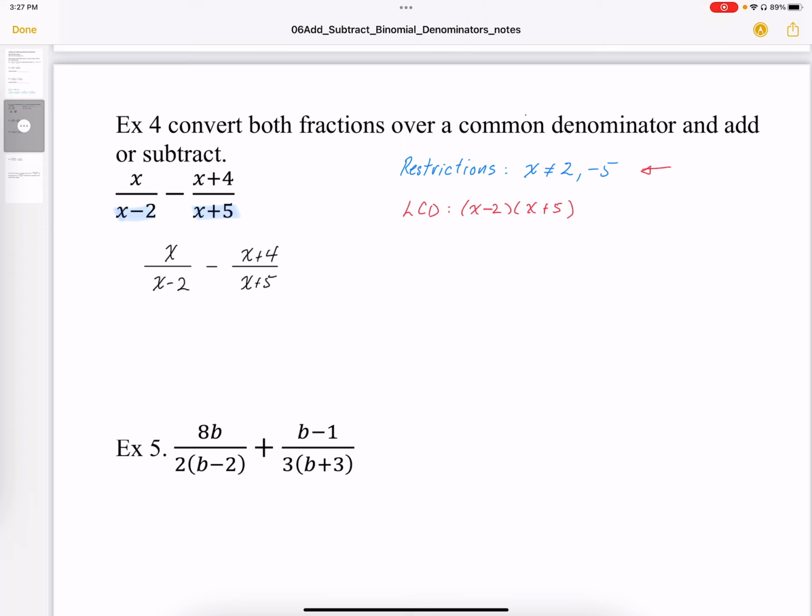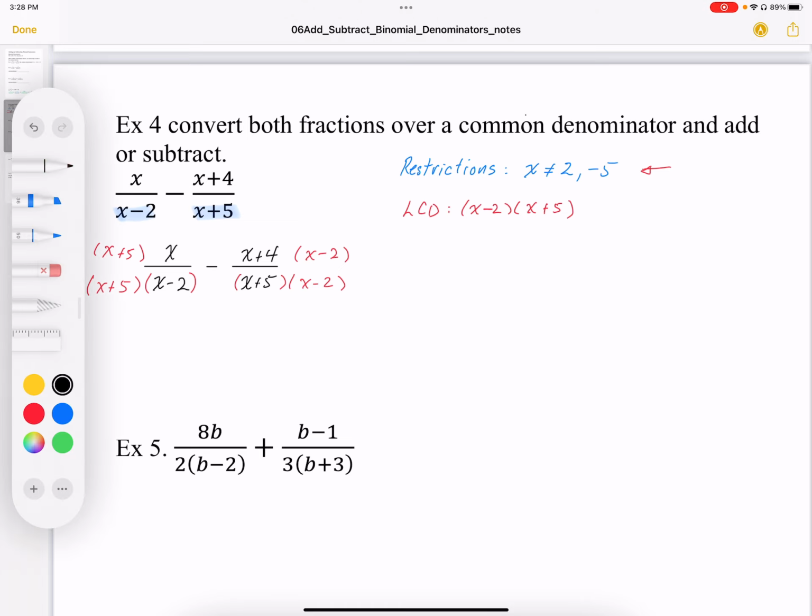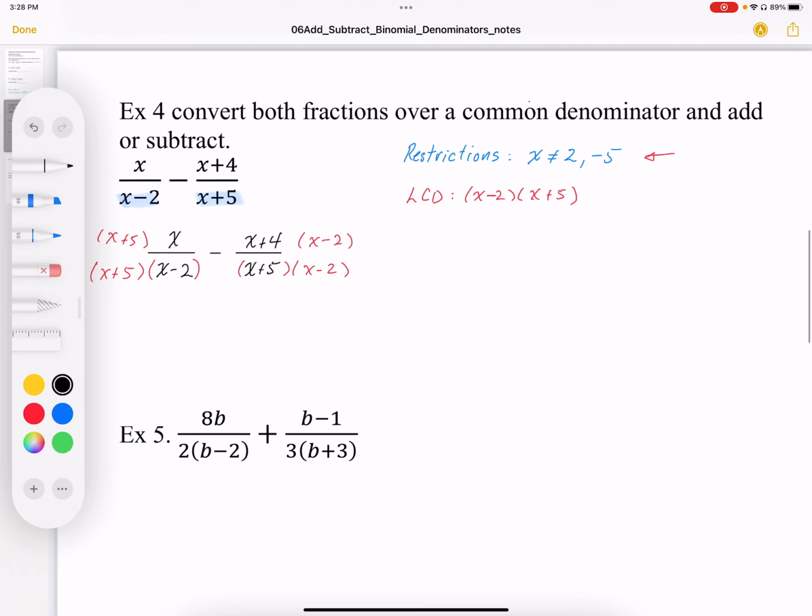So to get the lowest common denominator on the left-hand fraction, we're going to multiply the x minus 2 with an x plus 5. And we need to balance the fraction by doing the same on the top. So x plus 5 on the top. On the right-hand fraction, we need to multiply by x minus 2 to get the common denominator. And then we need to do the same on the top to balance that fraction. So once we've done that, we can then expand out those brackets and subtract.